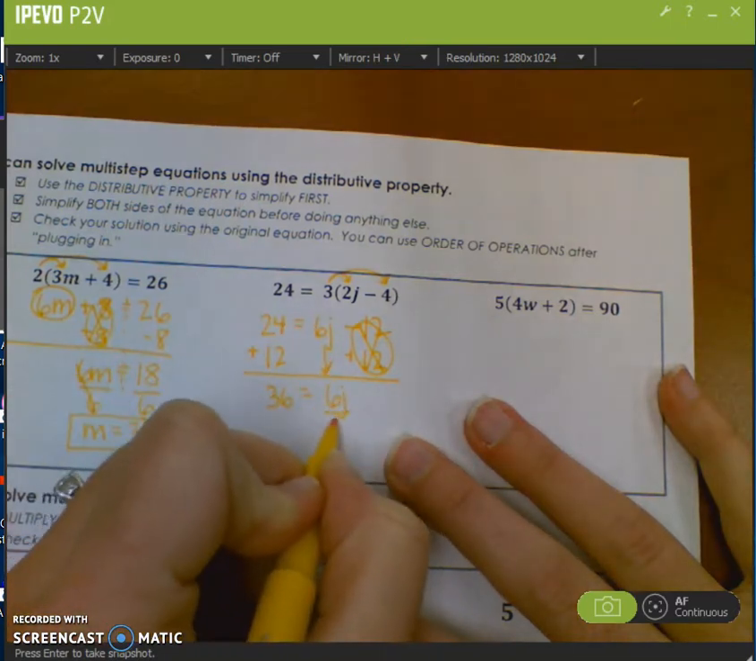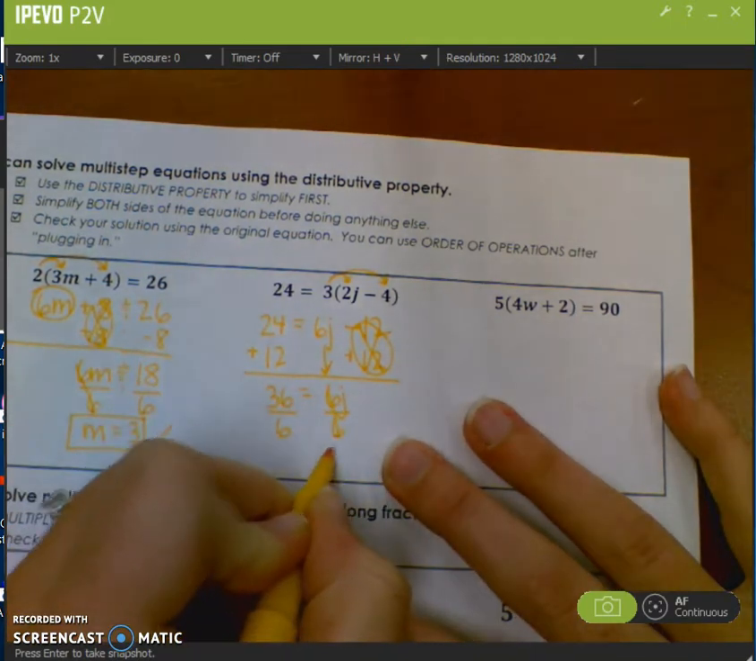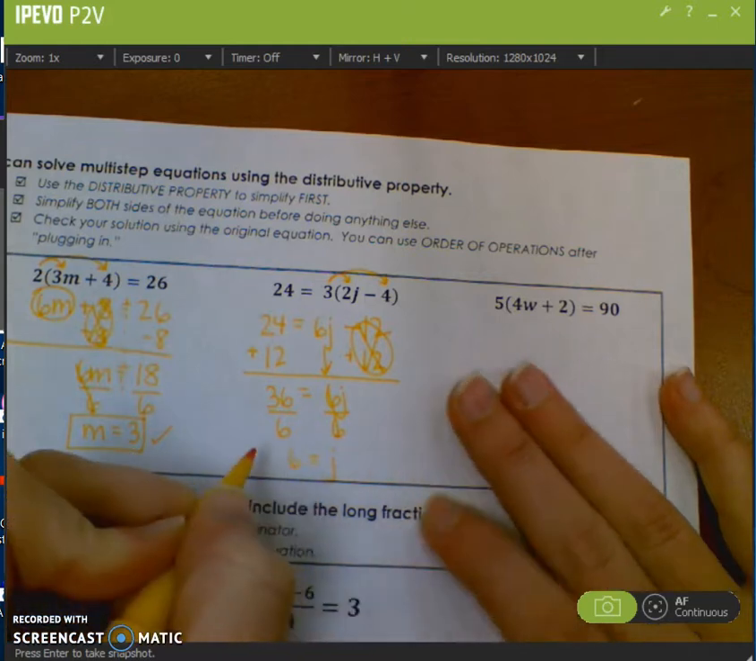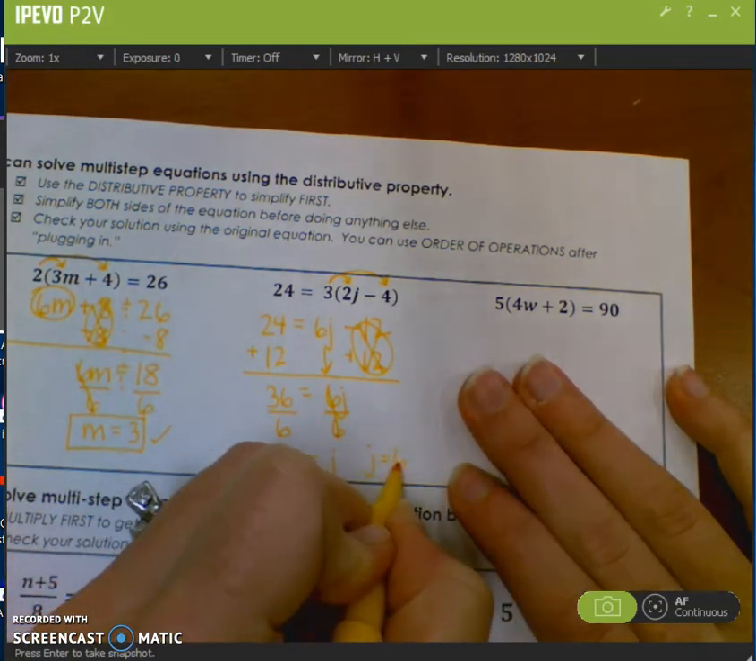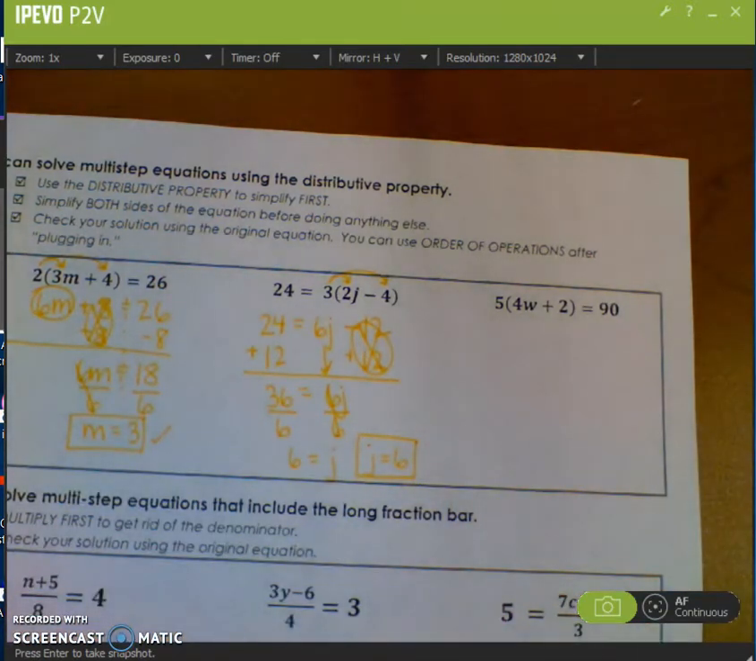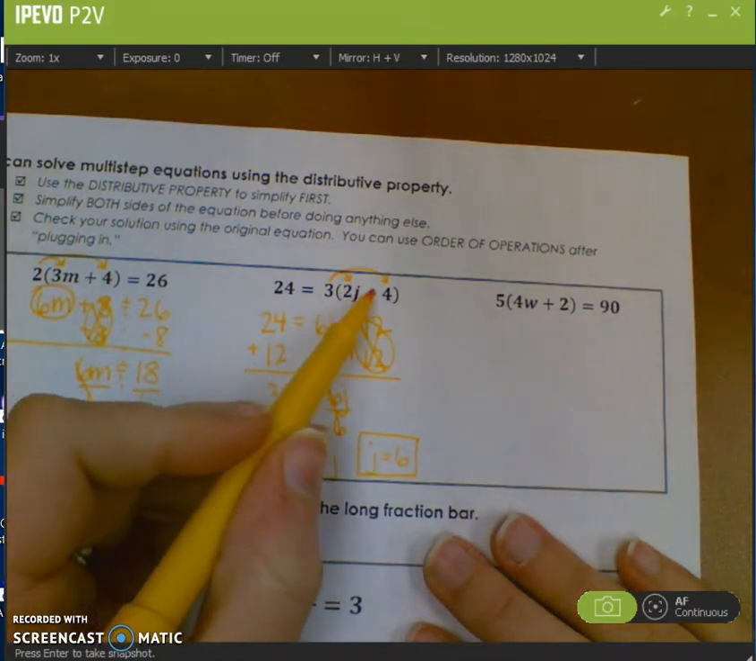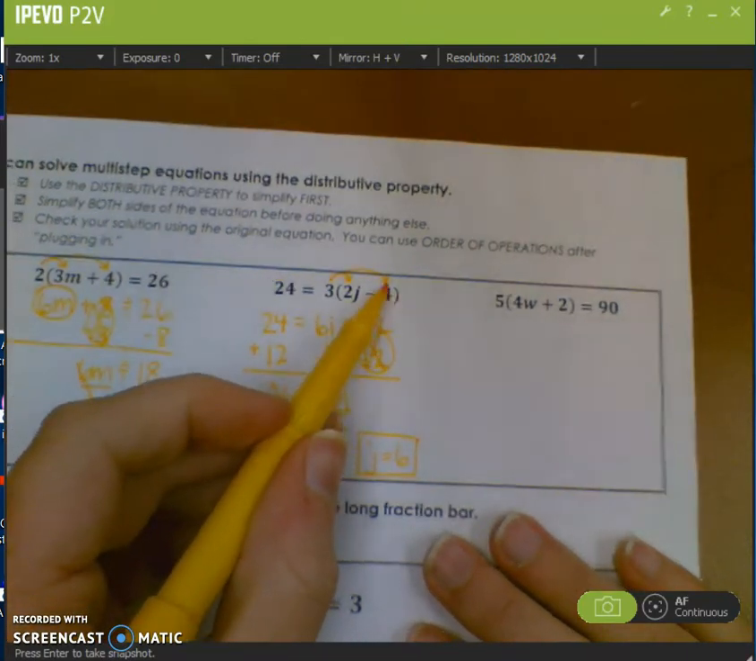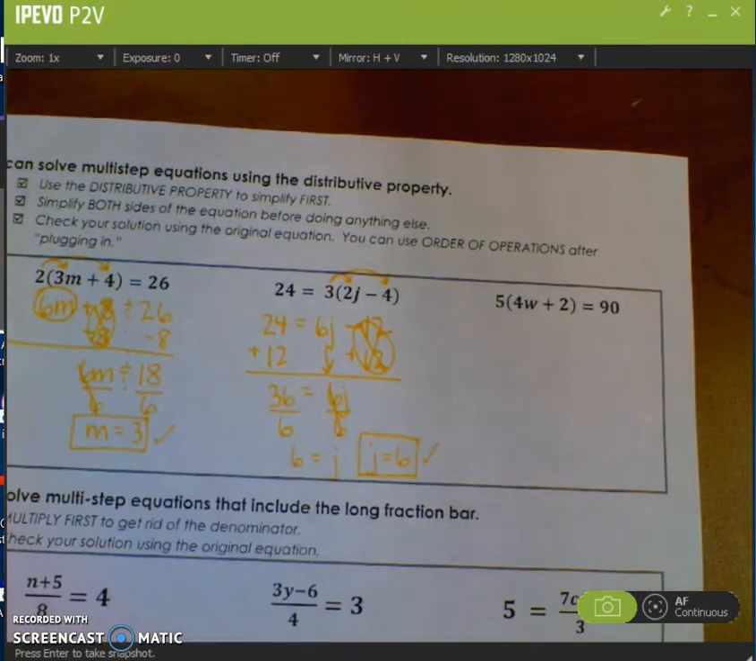The inverse of multiplying by 6 is dividing by 6. So I can do that to both sides. And I get j equals 6, or in this case it looks like 6 equals j. I can rewrite it so that my variable is out front. J equals 6. And again, I can plug it in to make sure my answer makes sense. 2 times 6 is 12, minus 4 is 8. 8 times 3 is 24. So using order of operations, my answer checks and makes sense.